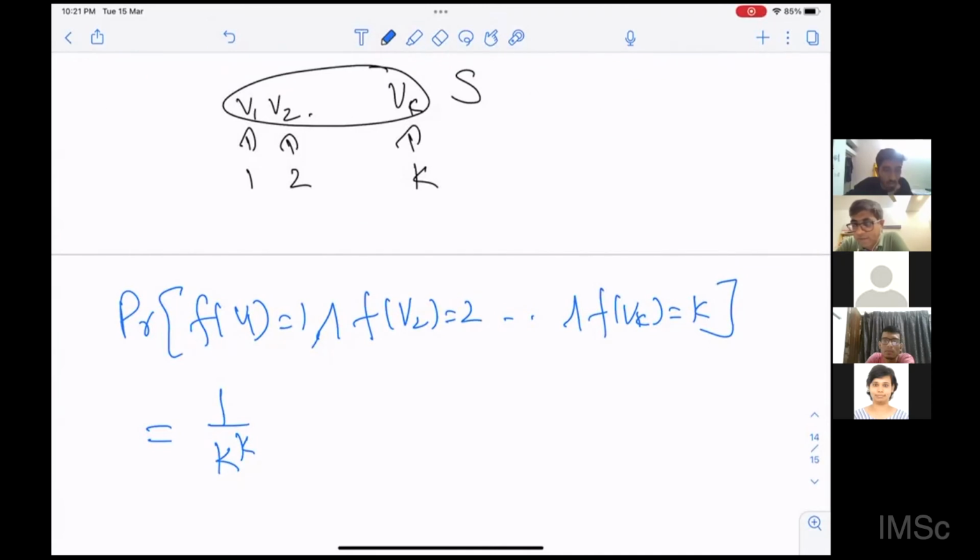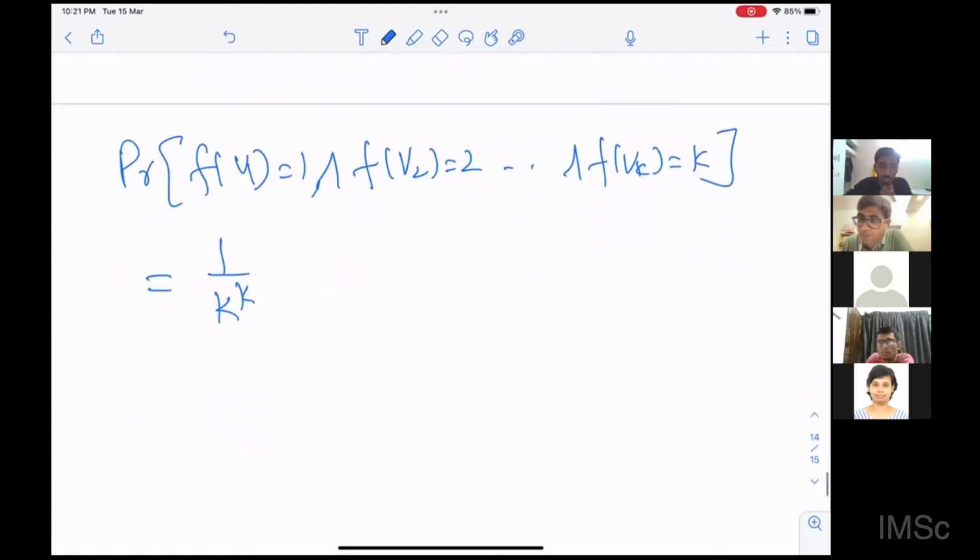Why does anybody say this? Can someone explain? Sonak? Getting f of v1 equal to 1, f of v2 equal to 2, these are all independent events. Yes. And for each of them, we can get it with probability 1 over k. So 1 over k to the power k, right? Which is great for us, right?